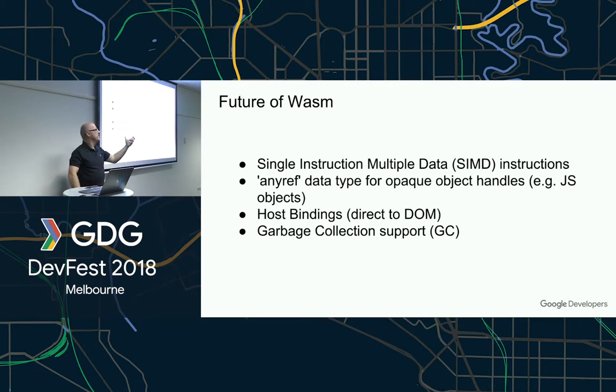So I can take an object in JavaScript and pass it directly in. I don't need to know what it is. The WebAssembly module can just deal with it without knowing what it is, and it can pass it back out again, and it all just works.